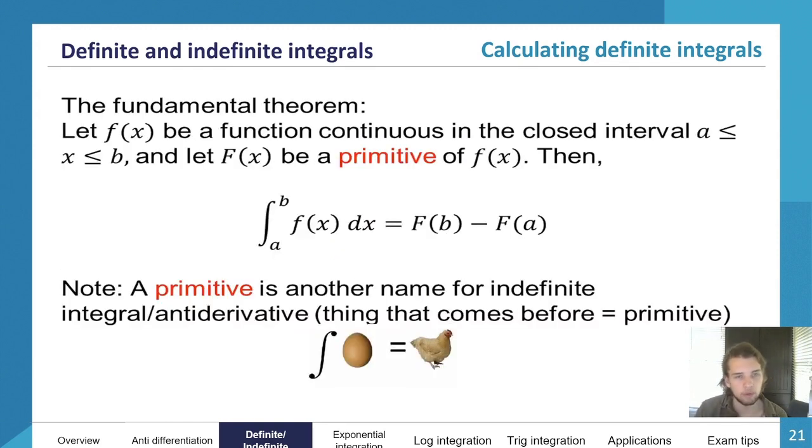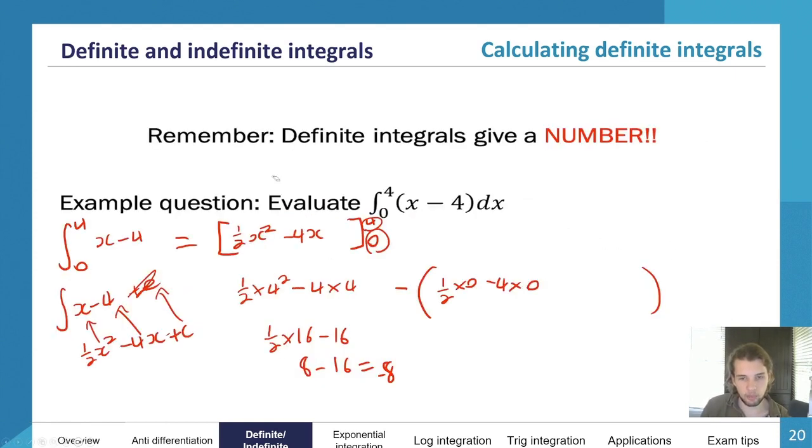Now, the fundamental theorem: let f(x) be a function continuous in the closed interval, a is smaller or equal to x is smaller or equal to b, and let F(x) be a primitive of f(x). So we're saying F(x) is the indefinite integral. What we're doing is getting the indefinite integral and substituting in b, and then subtracting our substitution of a into the indefinite integral. So we can go back and apply it in that way as well.